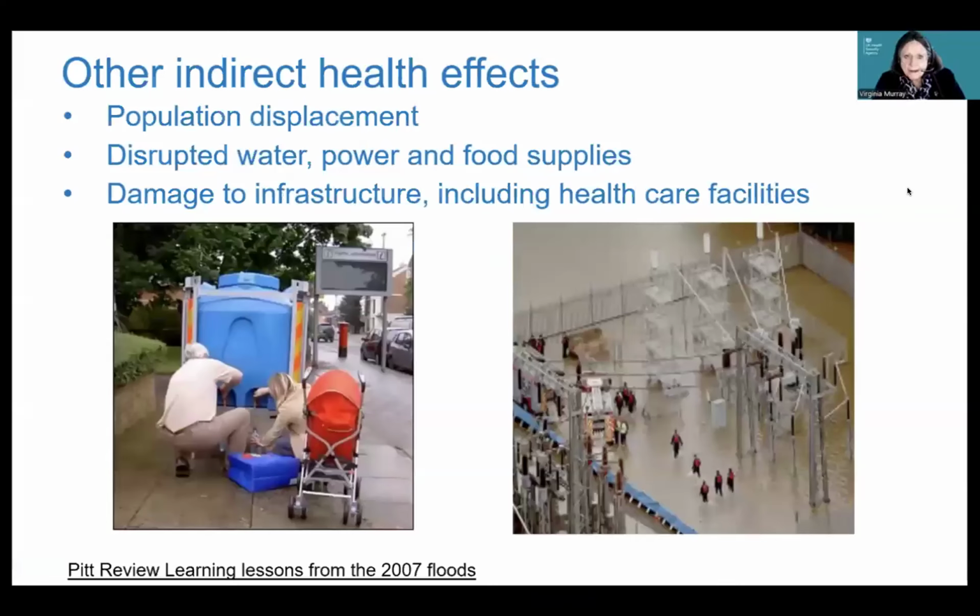So there are other indirect health effects. Population displacement, disruption of water, power and food supplies, damage to infrastructure, including healthcare facilities. You might have to go and get bowsered water because we can't get water to you very easily. It's not clean. Or when we reviewed the 2007 floods, we had massive flooding of our electricity substations. And of course, we couldn't use those, so people had no power. So we know things can be really complicated with flooding, and we thought that would be important to share with you.